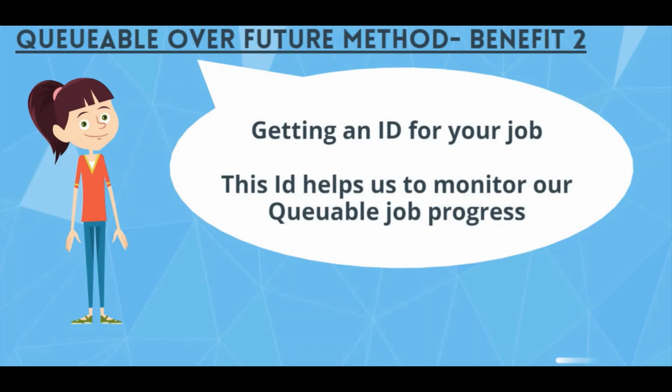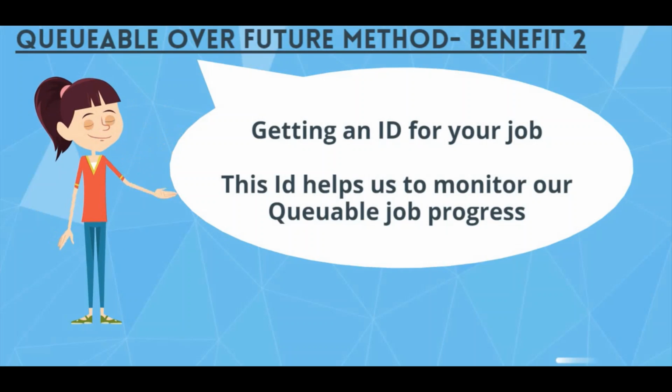Okay, benefit number 2 of Queueable over the future method. We can get an idea of your job's progress. So what does that mean? With a future method, whenever your job runs in the background, if you want to know the progress, it is quite difficult. The future method will not offer it, but here System.enqueueJob will provide you an ID, and that ID can help you to know the job progress.